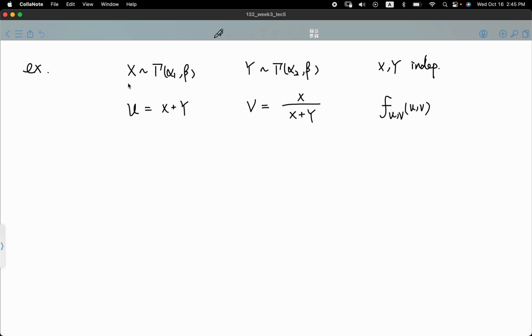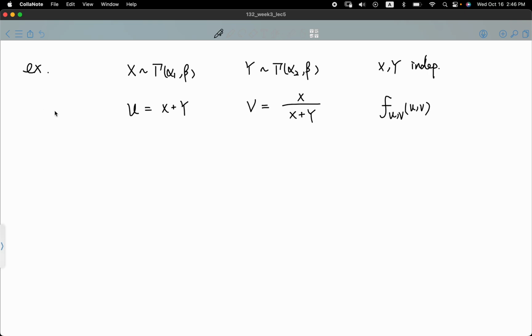So what we have, first of all, is the marginal distribution for x and the marginal for y. Because they are independent, we know the joint of x and y is just the product of the marginal of x multiplied by the marginal of y. But our goal is to find the joint distribution for u and v. So we are going to use the method of transformation to approach this problem.